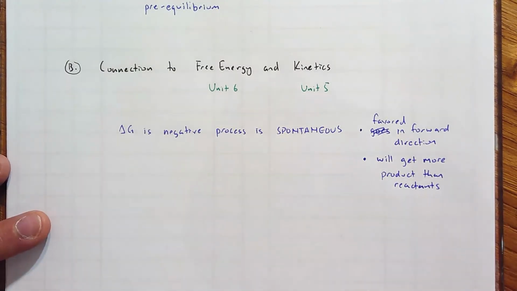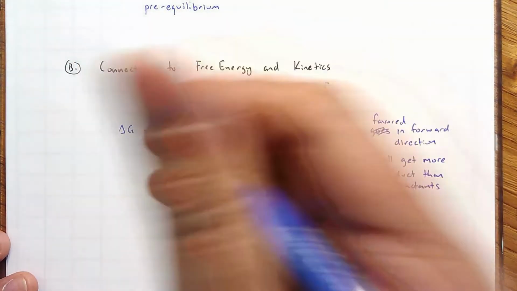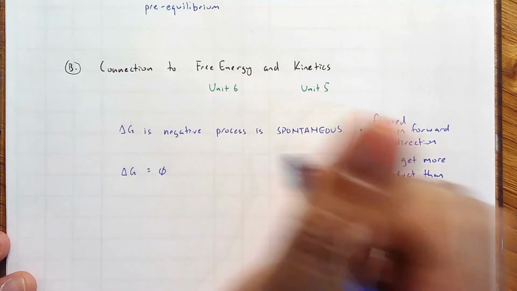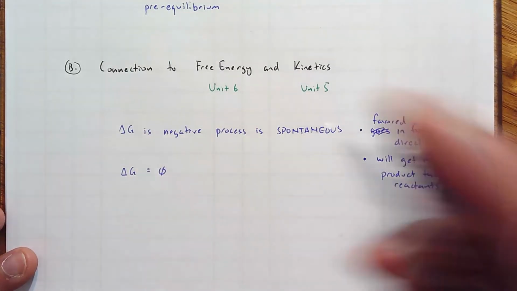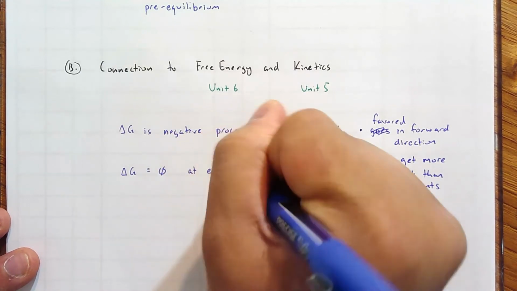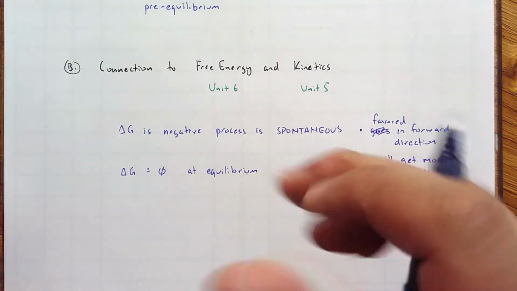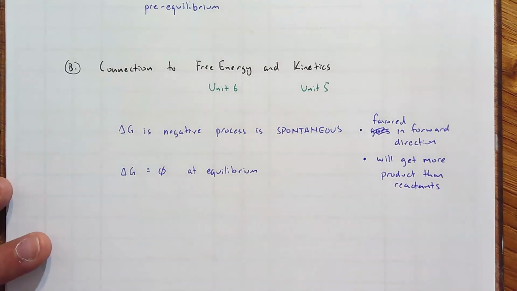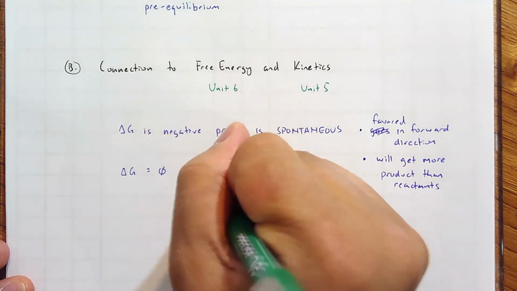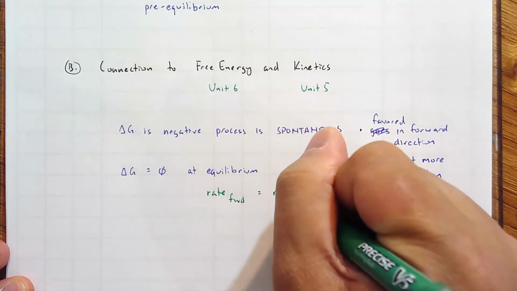But we could also connect this to kinetics because it was very brief, but I mentioned that when delta G equals 0, it's neither spontaneous nor nonspontaneous, right? It's what's called at equilibrium. That's our connection with this unit 7, talking about equilibrium. But what exactly does that mean? We mentioned that when it's at equilibrium, that the rate in the forward direction, FWD, equals the rate in the reverse direction.